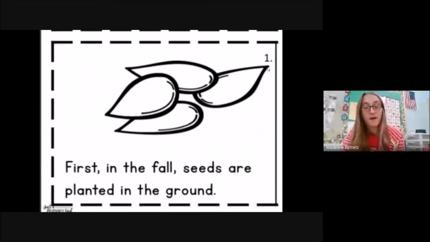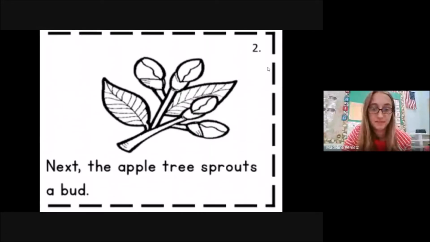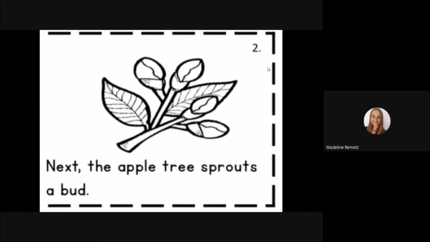First, in the fall, seeds are planted in the ground. So they plant them in the fall, and then they can grow all year long until we pick them again later on. Next, the apple tree. So it's now grown. It takes a long time for an apple seed to become a tree.